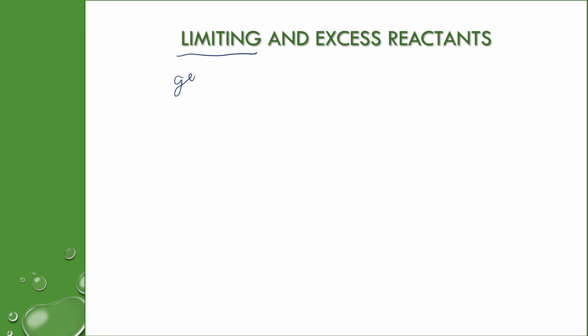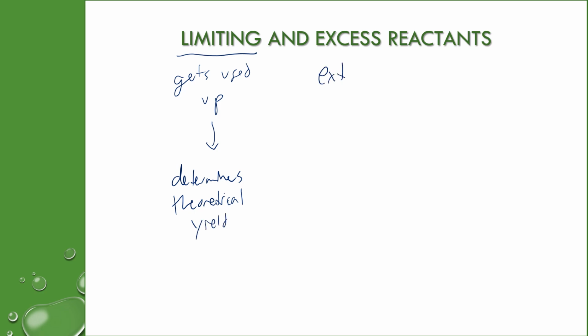Limiting reactant gets used up. And so because it gets used up, it determines your theoretical yield. The excess reactant, you have extra of it. So you'll have plenty for the reaction and you'll have some left over. We can't use that amount to determine anything because not all of it's going to react. So we're going to focus on the limiting reactant and use stoichiometry to figure out the theoretical yield.